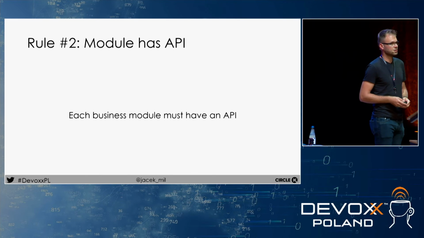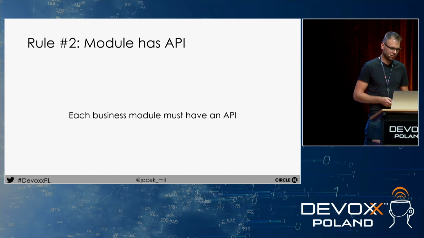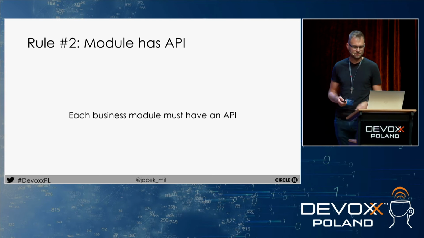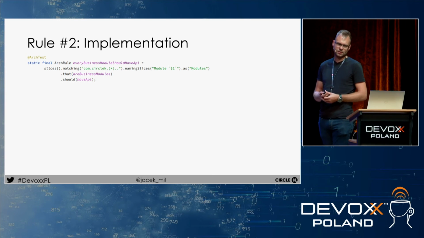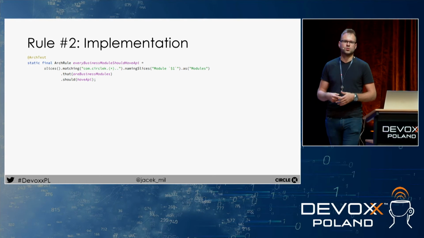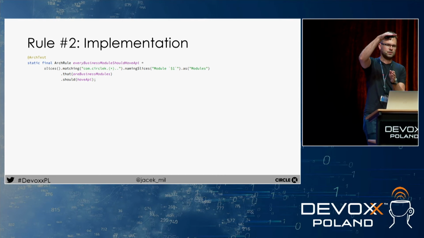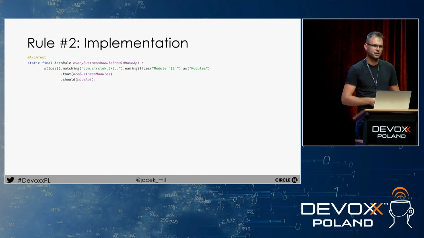It was not that important, but it was very nice to have, so that we are sure that if a new module is being created, then it has an API that it's exposing. The implementation is a bit simpler here, because we are not checking dependencies. We are inside this one module checking if on the top there is this module API.